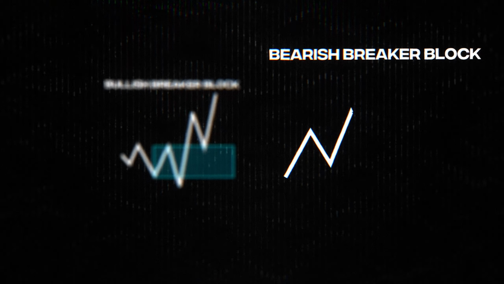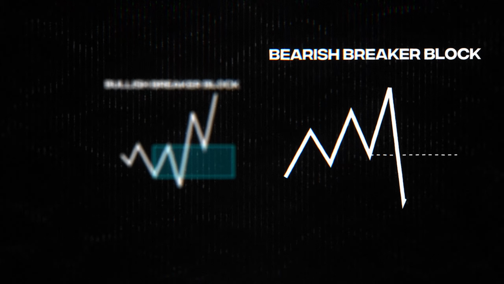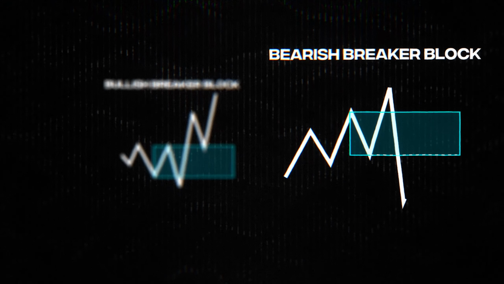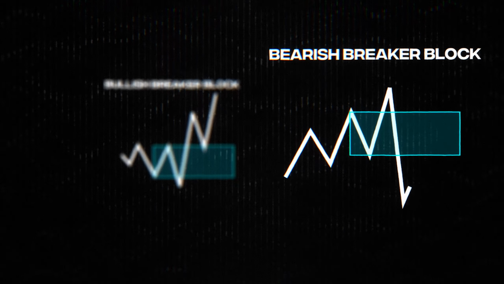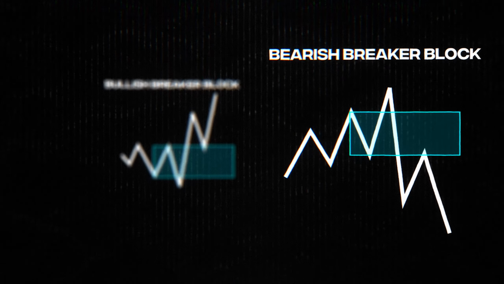The second type is the bearish breaker block. It forms when price is in an uptrend and price decides to break the most recent higher low, failing the bullish order block. When this happens, the bullish breaker block turns into a bearish breaker block, where we can look for potential sells to continue lower.